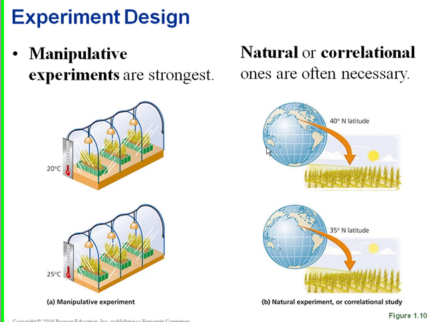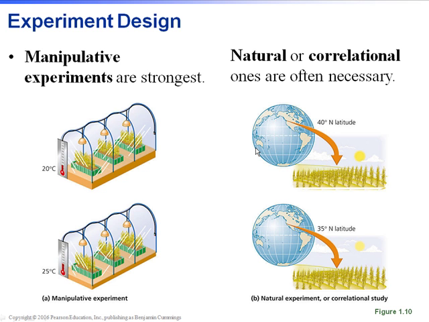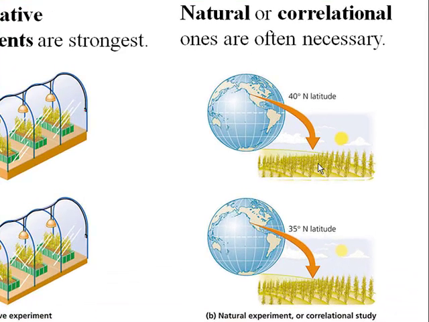In natural or correlational experiments, we have the same sort of situation. We're trying to test whether wheat grows differently at different latitudes, or different temperatures, I'm sorry. But instead of setting up in a laboratory or in a greenhouse, we have one study up here at 40 degrees north and a second study at 35 degrees north. And we test and see how the wheat grows in those two environments.